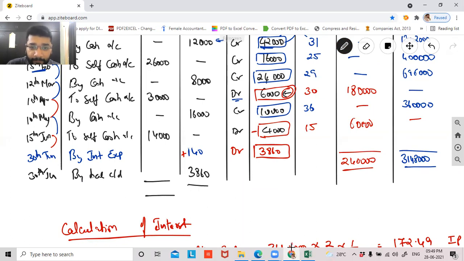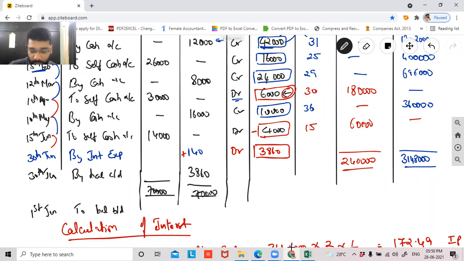Now, please do the total of this, guys. Is it matching? It has to match. Please do the total of debit and credit column. It should be 70,000, 70,000. Balance carried on, 3,860. Therefore, on 1st July, this is debit balance for the bank, guys. 3,860 is debit balance for the bank.